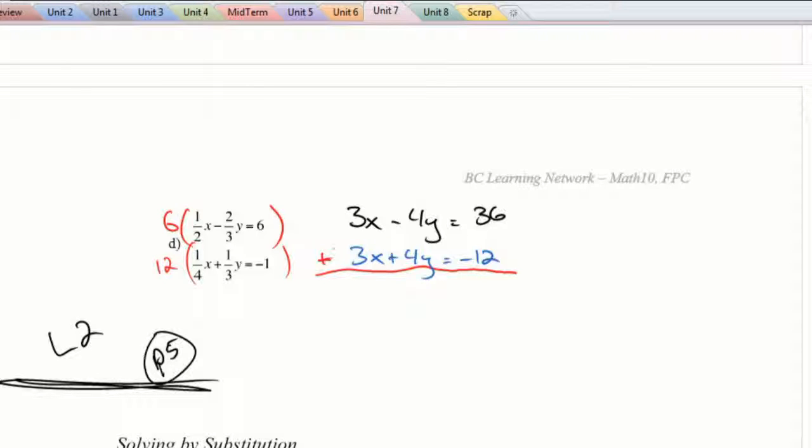and that's going to get rid of my y's. Those are going to give me 0 y's. So 3x plus 3x is 6x. 36 minus 12 is 24, I'm thinking? Yep. All right, so I have 6x is 24. x is going to be 24 divided by 6, which is going to be 4.